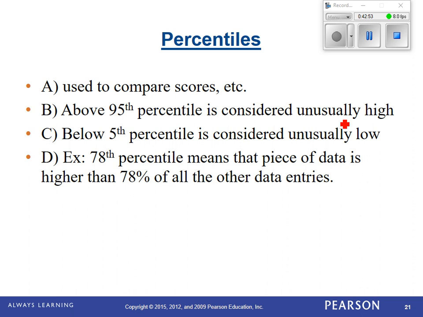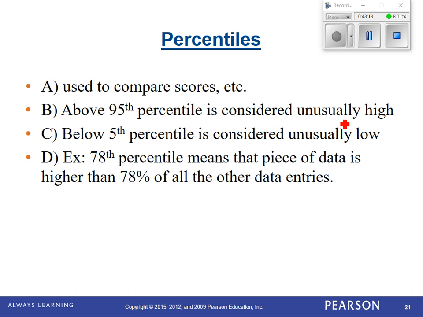Percentiles are used to compare scores. Above the 95th percentile is considered unusually high. So when Brendan took the SAT, he scored in the 95th percentile. He was considered to be unusually high. Below the 5th percentile is considered unusually low.